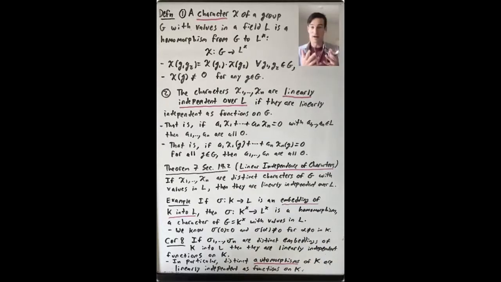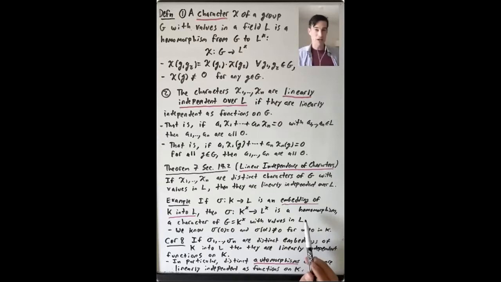So who cares? Why are we talking about this now? An example of characters comes from field embeddings. If sigma from K to L is an embedding of K into L, an injective homomorphism from K into L, then it gives a homomorphism of the multiplicative group of K to the multiplicative group of L. Sigma from K star into L star is a homomorphism. So it is a character of the group G equals K star with values in L.